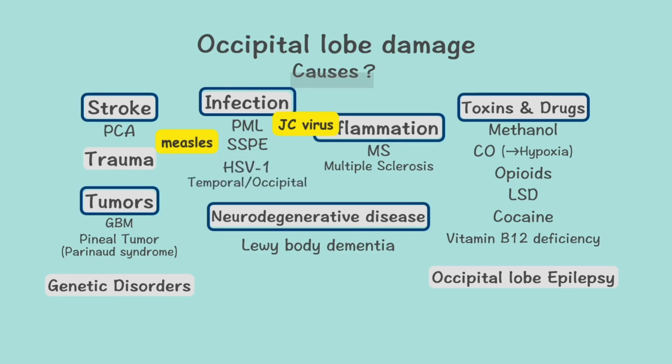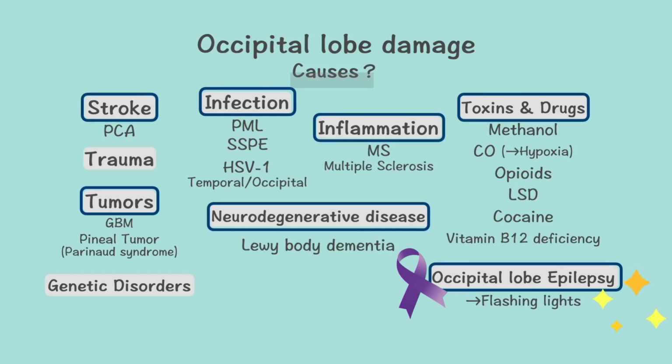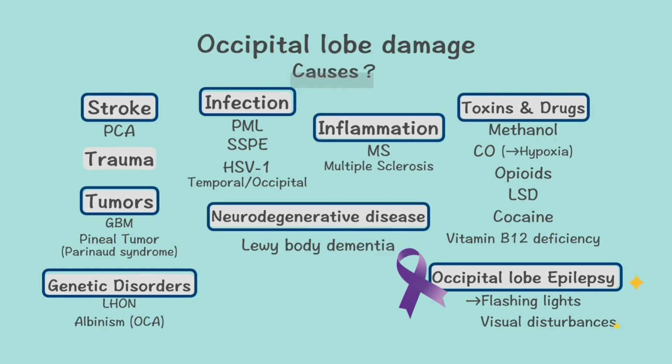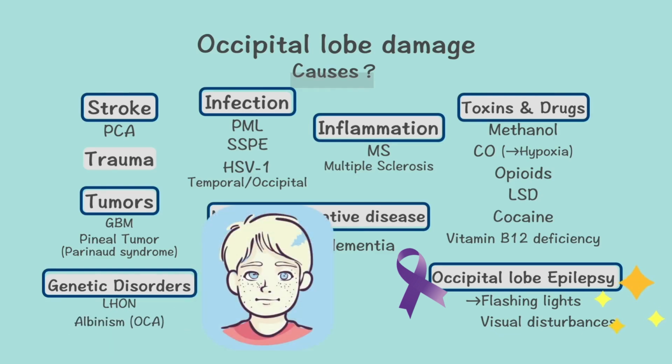Herpes simplex encephalitis, caused by HSV1, primarily affects the temporal lobe, but can also extend to the occipital lobe. Seizures originating from the occipital lobe can present with flashes of light, visual field defects, and other visual disturbances. A classic mitochondrial disorder, Leber's hereditary optic neuropathy, causes painless, progressive vision loss in young males. Lastly, oculocutaneous albinism affects not only the retina but also the development of the occipital lobe, leading to impaired depth perception and visual processing deficits.